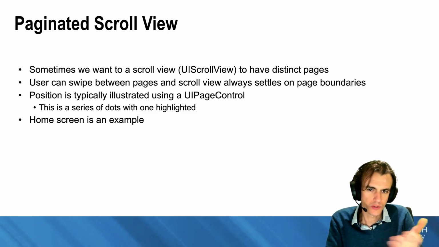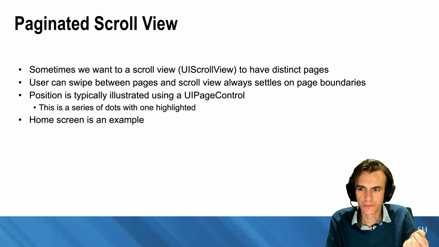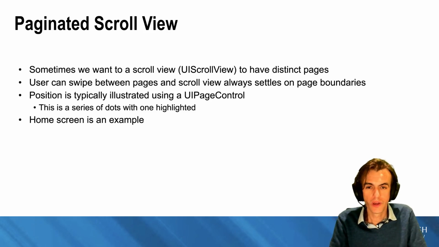You can use this control separately than a UI scroll view, but you can link them together very easily. So one example of this is the home screen on iOS apps, where obviously you have a page of icons or multiple pages of icons, and you can swipe between them. And you'll see as you let go, it settles, and that's one of the pages. And this UI page control is something that's displayed at the bottom of the home screen.